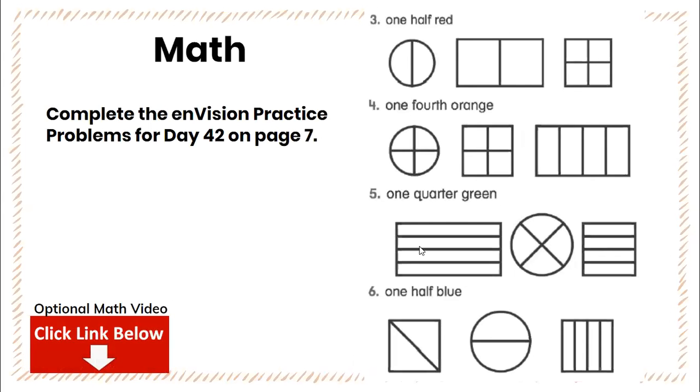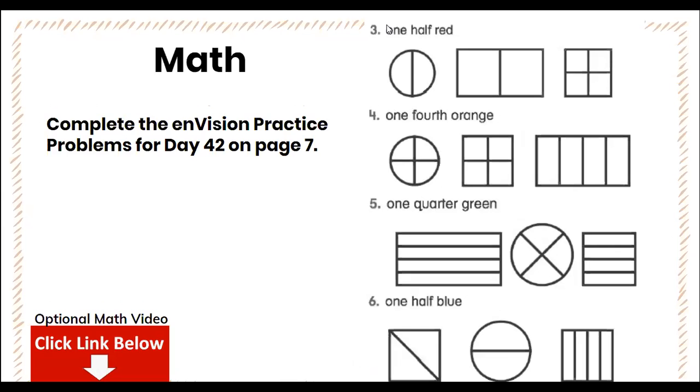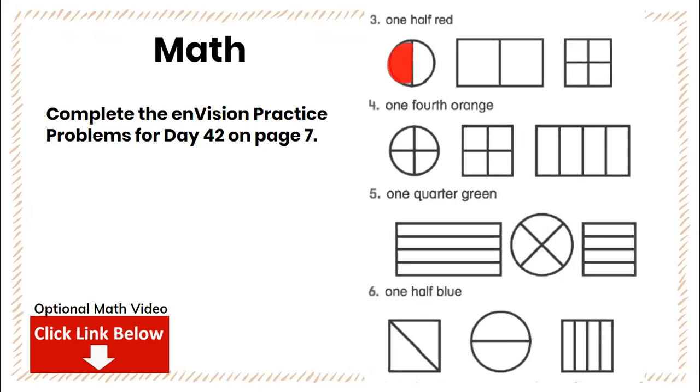Then you will complete the Envision practice problems for day 42 on page 7. Let's do number 3 together. For number 3, you have to shade 1/2 of each shape red. It says 1/2 red. So for example, this circle, you're going to shade in 1/2 red. This rectangle is already cut into 2 equal parts, and you are going to shade this one 1/2 red.